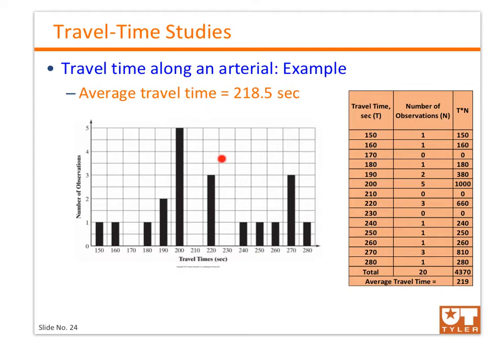This is again a graphical representation of what we saw at that arterial. You can tell one section had 150 seconds to go through. We also had one section that had 160. None of the sections had a travel time of 170 seconds, but look at this one here, which goes well with what we saw in the table, where 200 seconds was the travel time observed for 5 different sections. So that's the highest frequency, 5 observations at that travel time.